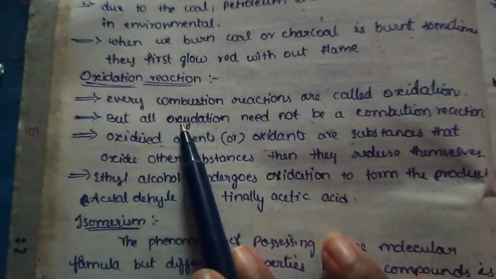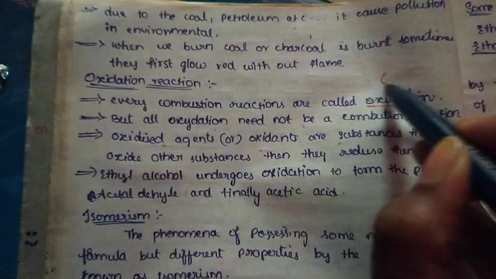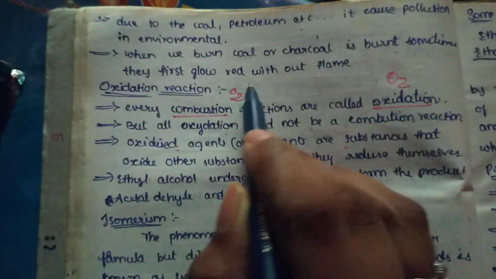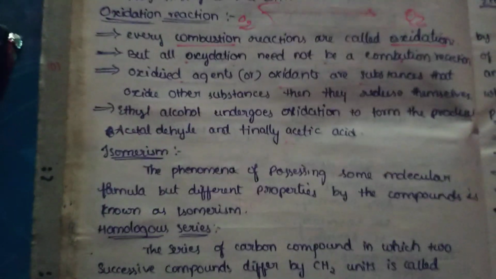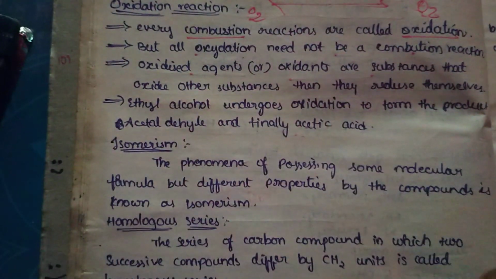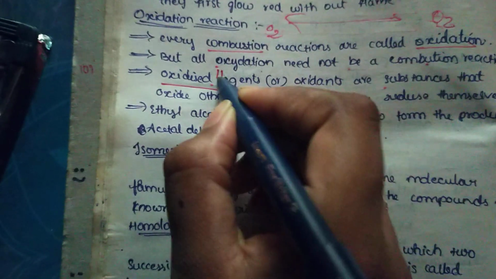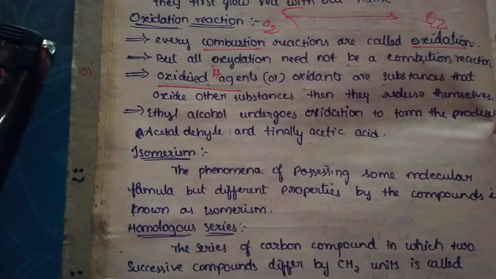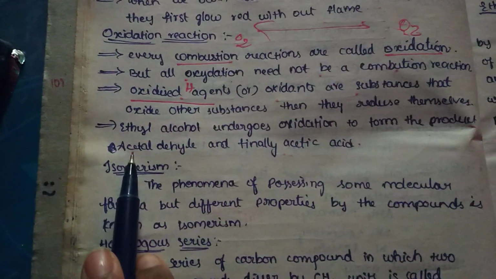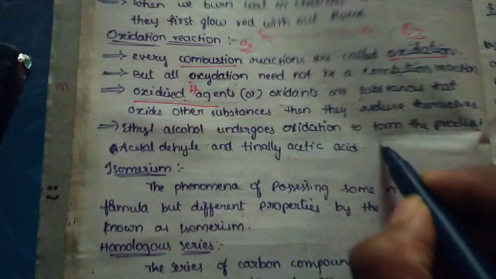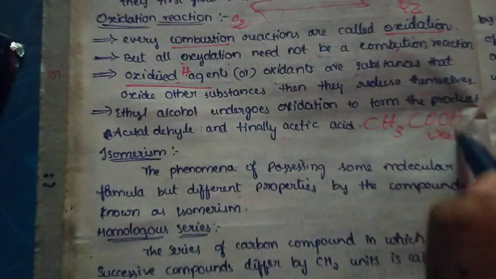And next, oxidation reaction. Every combustion reaction is called an oxidation reaction, because oxidation involves O2, and combustion involves O2. Without O2, the combustion and oxidation reactions will stop. So O2 is very important for combustion and oxidation. But all oxidation need not be combustion. Oxidizing agents or oxidants are substances that oxidize other substances and reduce themselves. Ethyl alcohol undergoes oxidation to form the product acetaldehyde and finally acetic acid. The formula of acetic acid is CH3COOH. It is a very weak acid.